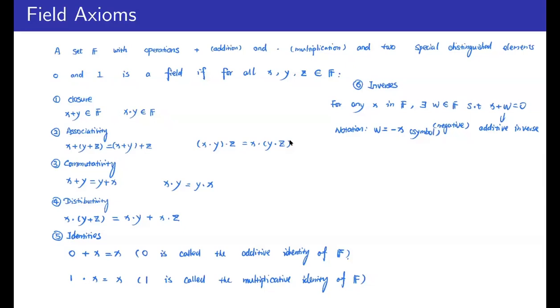The second one is the multiplicative inverse, which is also called the reciprocal. Here is a really important thing. For any non-zero, it has to be non-zero, okay? For any non-zero x in F, there exists w in F such that x times w equals 1. In this case, your w is called the reciprocal or multiplicative inverse.